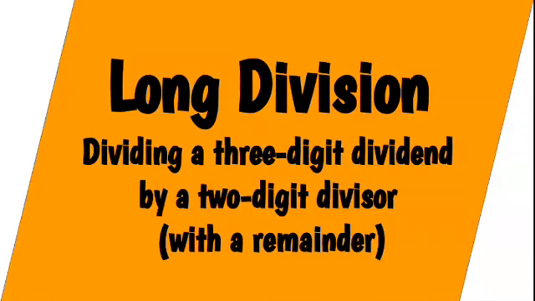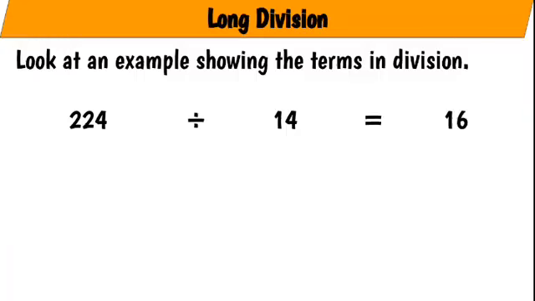Welcome to our long division lesson, dividing a 3-digit dividend by a 2-digit divisor with our remainder. Now let's look at an example showing the terms in division. So here we have our number sentence. 224 divided by 14 equals 16.